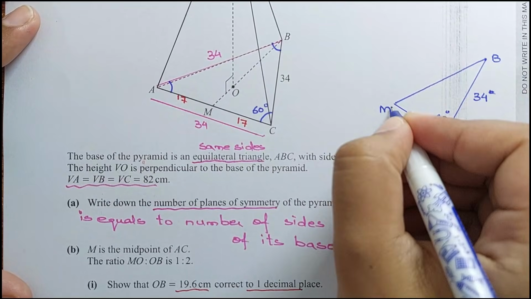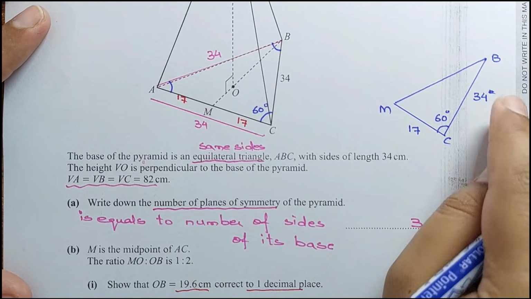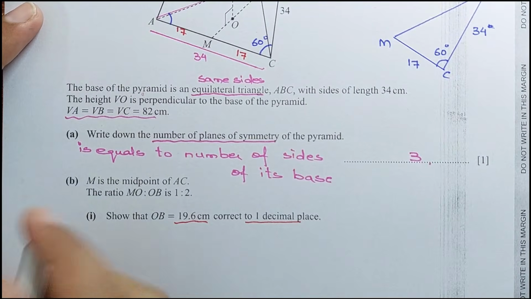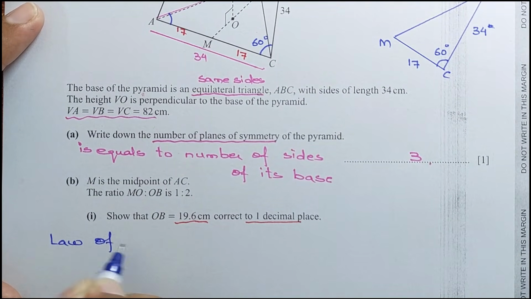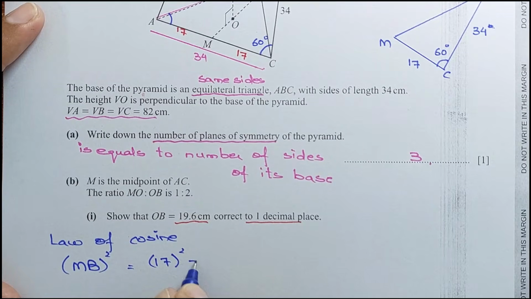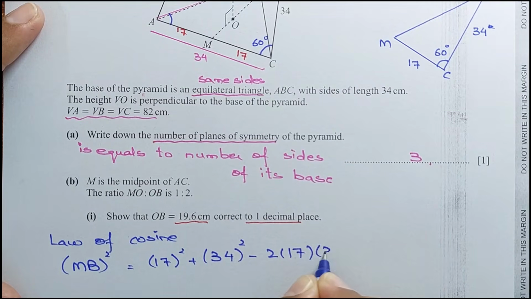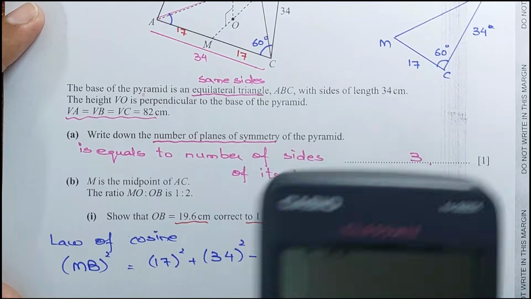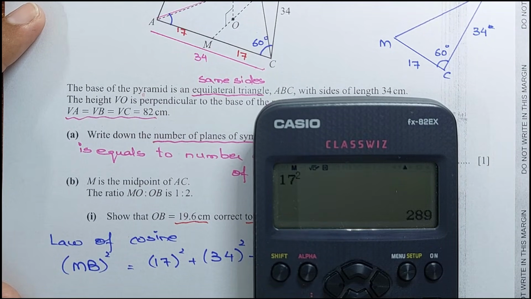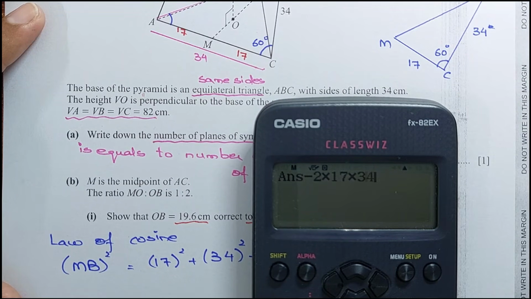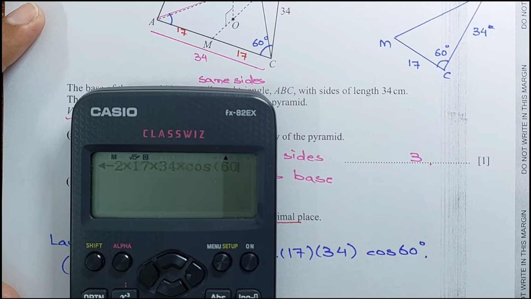We need to find what is M to B first. The two sides and the angle between them is given. Let me apply the law of cosine. Let me solve for MB. MB squared equals 17 squared plus 34 squared minus 2 into 17 into 34 into cos of 60 degrees. Let me simplify this.